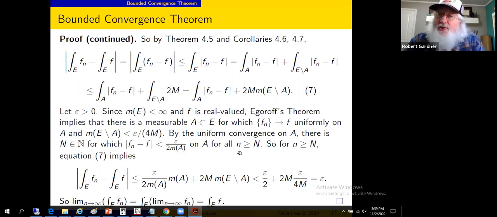We started up here. For index n sufficiently large, we've got the absolute value of the difference less than epsilon. There it is right there: the absolute value of the difference is less than epsilon for n sufficiently large. The sufficiently came out of Egorov's theorem somewhere. That means this sequence of numbers converges to this number.